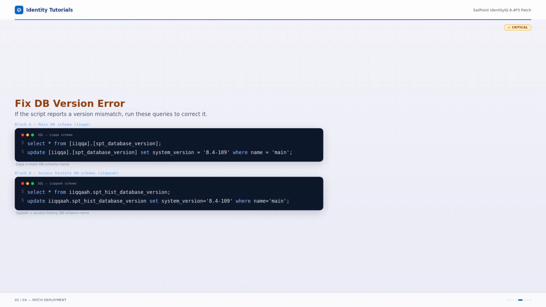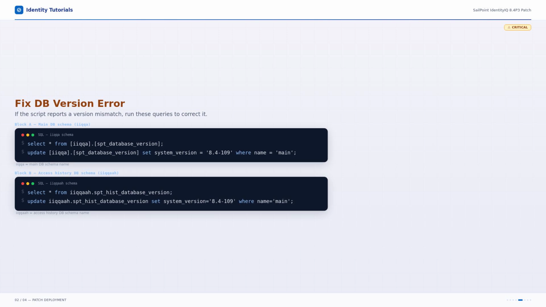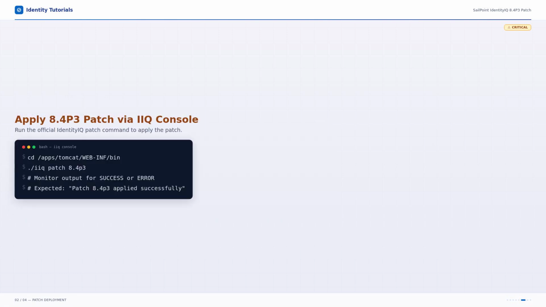And on the history schema, update spt_hist_database_version set system_version equals 8.4-109, where name equals main.